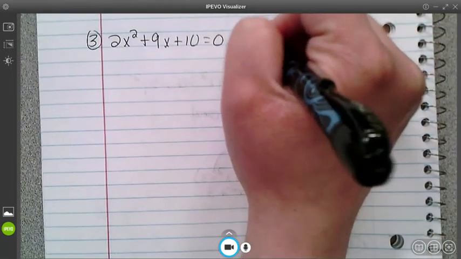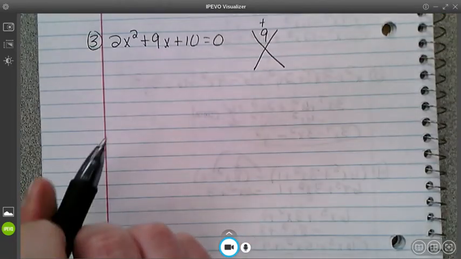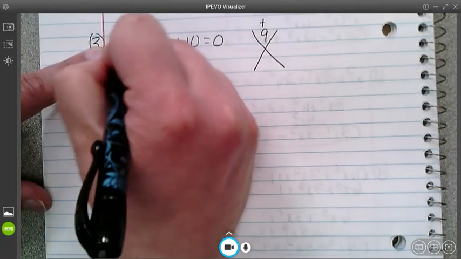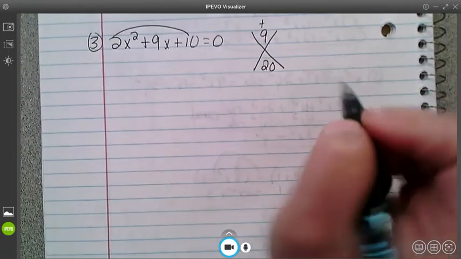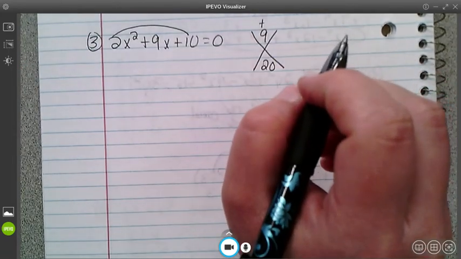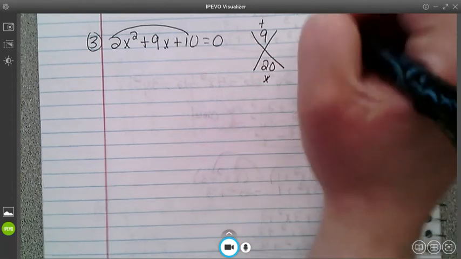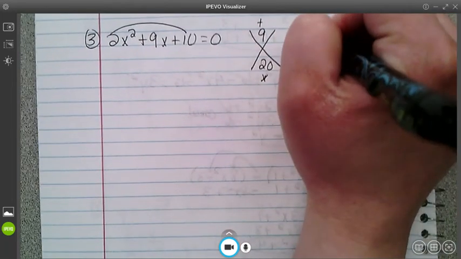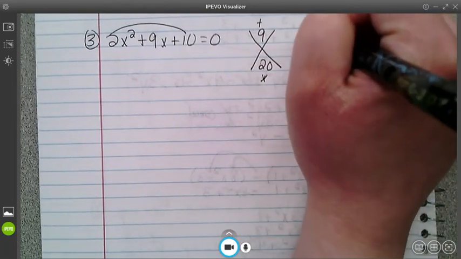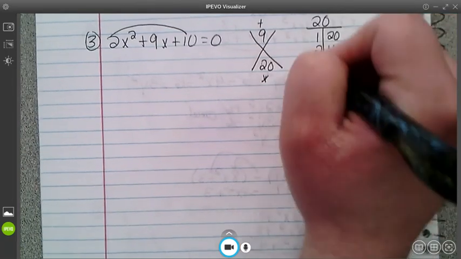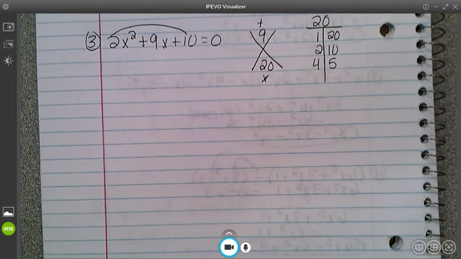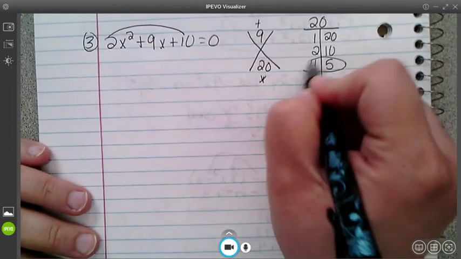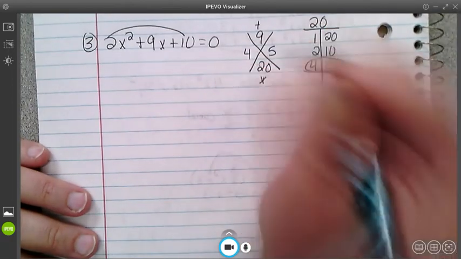So we're still going to put the 9 at the top for our addition, but then we're going to multiply the 2 and the 10 at the bottom to be the 20. Don't forget to do that step. That's our multiplication. So let's look at all the things that multiply to be 20 and see which one we can get a 9 from. And it is going to be the 4 and the 5.